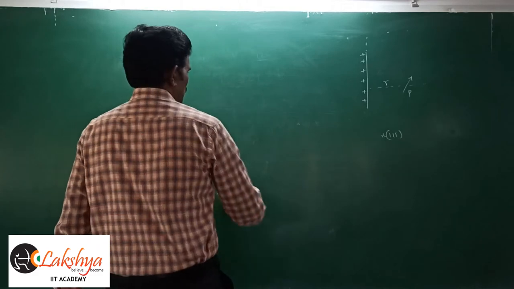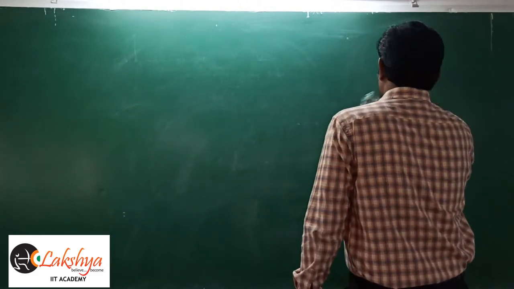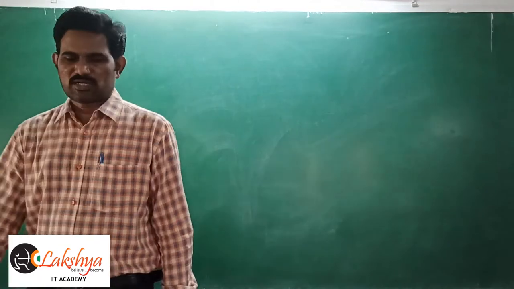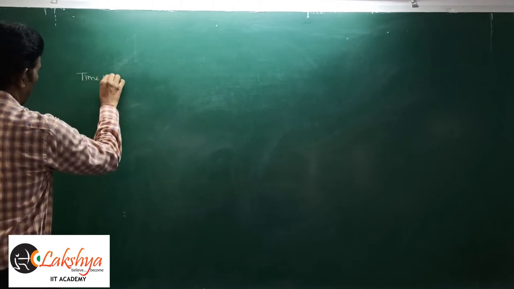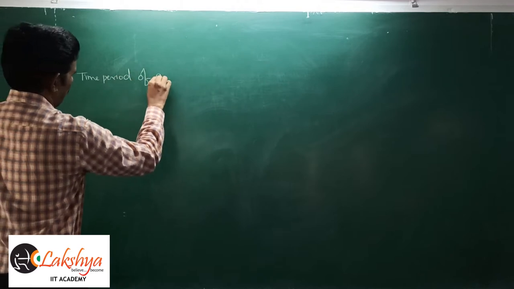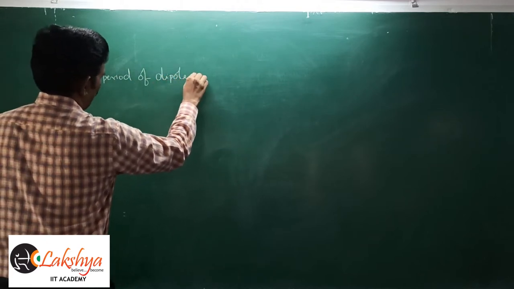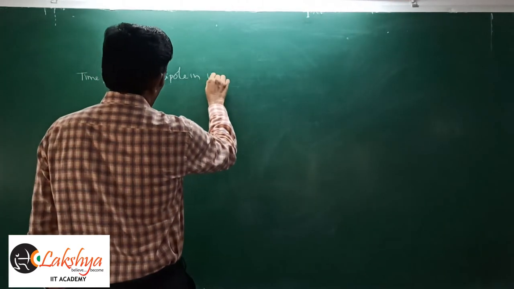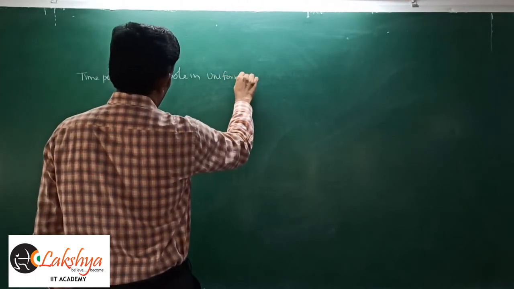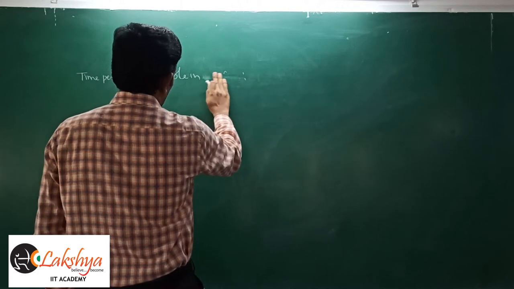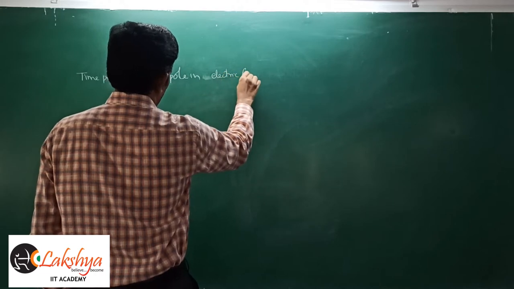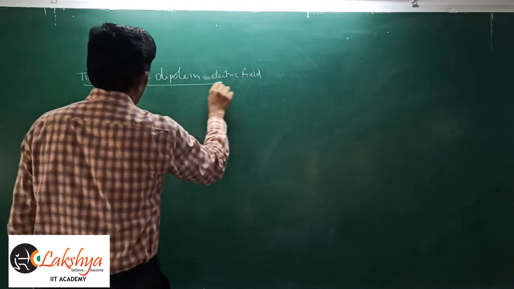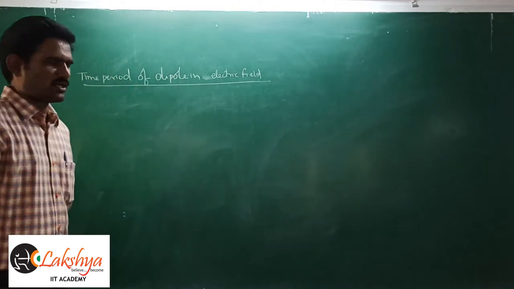Next here, let us consider if the dipole is placed in a uniform electric field, the time period of oscillation we need to calculate here. Time period of dipole in electric field. Let us consider that when it is placed in an external electric field.